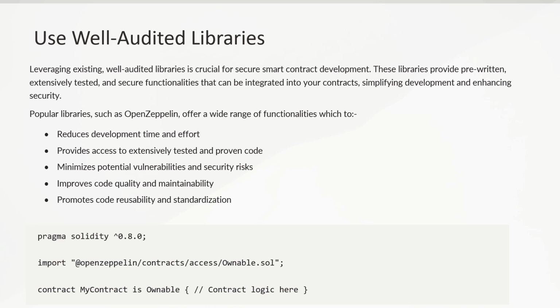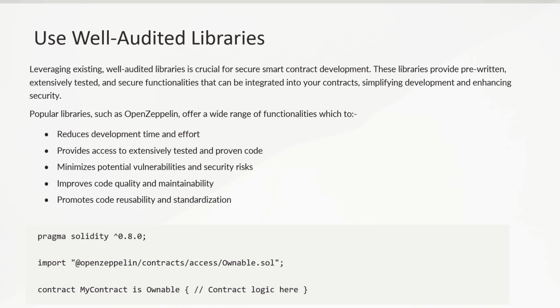Imagine having a library of pre-tested, reliable tools at your disposal when constructing a building. Using well-audited libraries in smart contract development provides similar benefits. Leveraging popular libraries such as OpenZeppelin can reduce development time, minimize vulnerabilities, and enhance code quality. These libraries have been extensively tested, offering secure functionalities ready to be integrated into your smart contracts. This snippet includes an OpenZeppelin library Ownable contract, providing a convenient way to control ownership and access control in a Solidity smart contract. By using well-audited libraries, you build on a solid foundation of proven secure code, much like using trusted tools for construction.